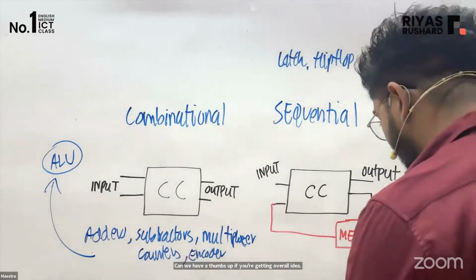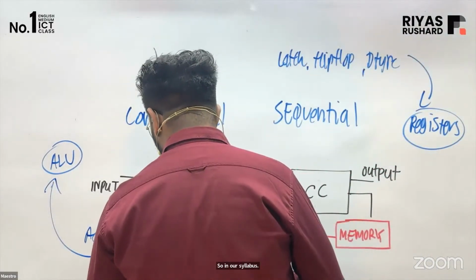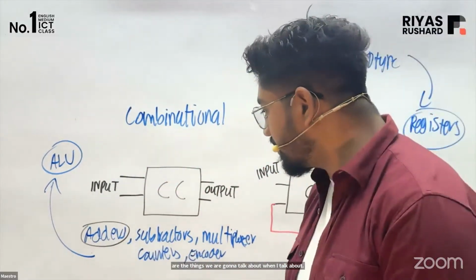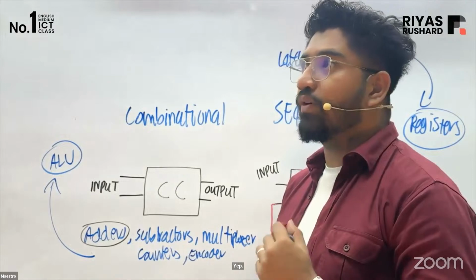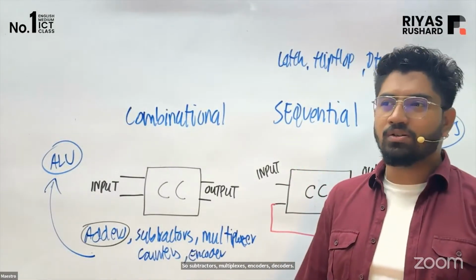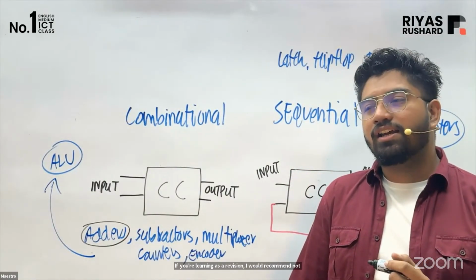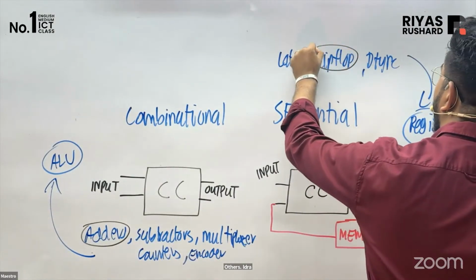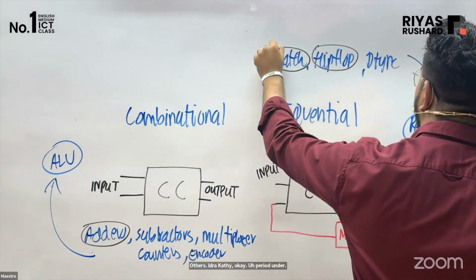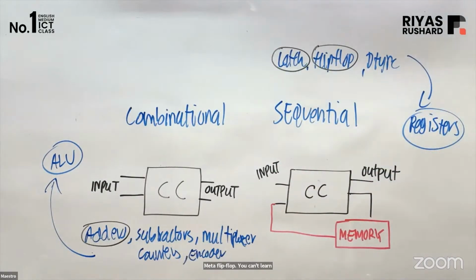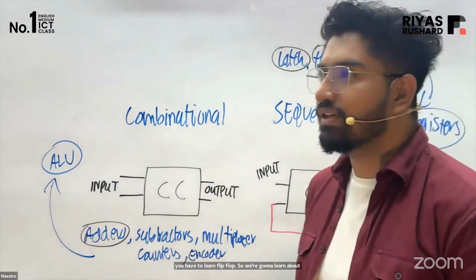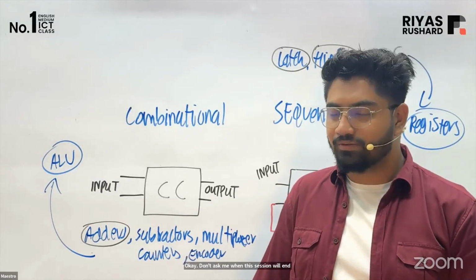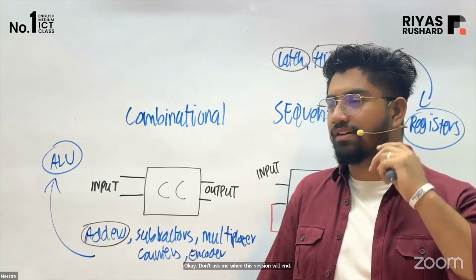So, in our syllabus, what are the things we are going to talk about? We're going to talk about adders, subtractors, multiplexers, encoders, decoders. If you're learning as a revision, I would recommend not to learn those. You can't learn flip-flop directly, so you have to learn latch and flip-flop. So we're going to learn about 3 circuits today. Don't ask me when this session will end. Even I don't know. We'll see.